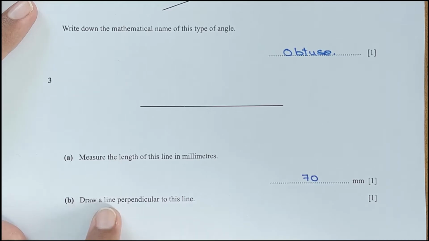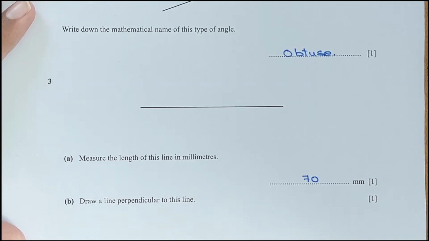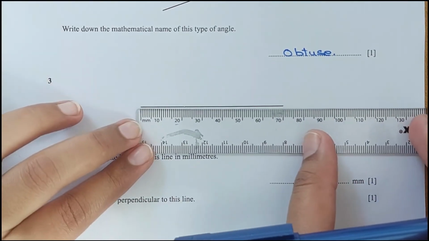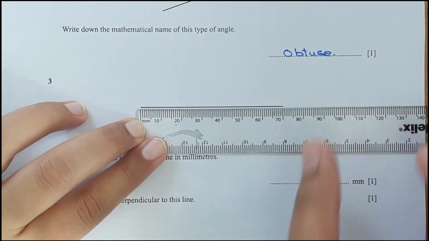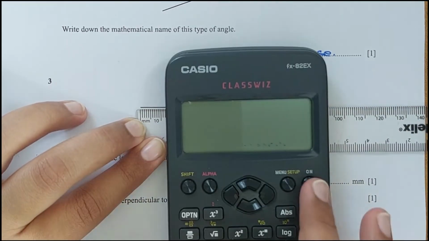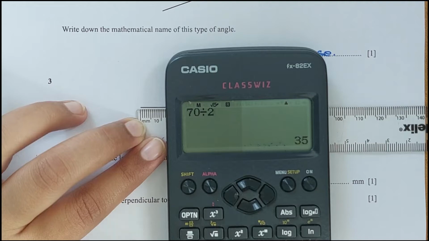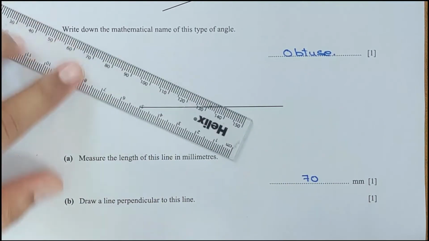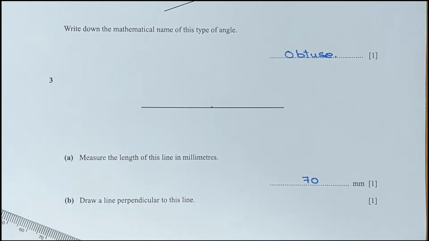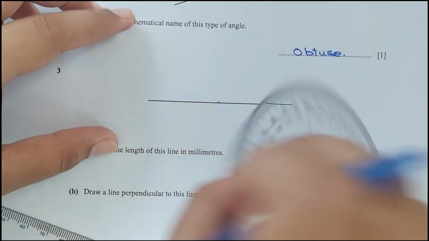Part B, draw a line perpendicular to this line. Okay, for the line which is perpendicular to this, first we need to find the midpoint of this line. Midpoint of 70 is 35, which is 70 divided by 2. Yes, it's 35, and 35 is over here, and we need to just draw the perpendicular bisector, the perpendicular line.